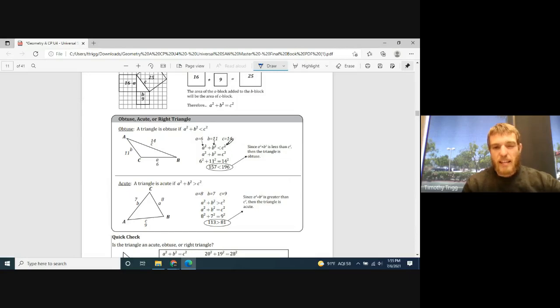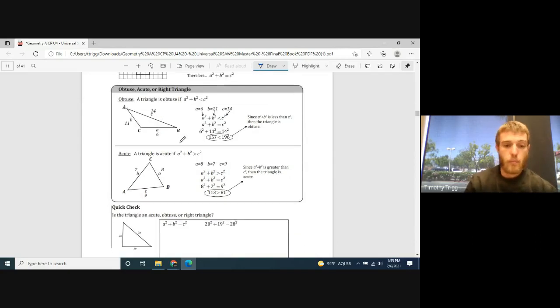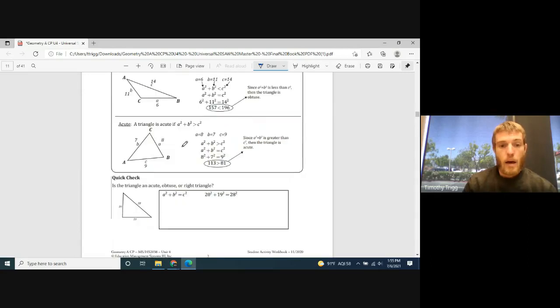Okay. And again, the c is always the largest side. And a and b, it doesn't matter which one's a, which one's b, but it's important that the c is the longest side when setting this up. And in this one, if a squared plus b squared is greater than c squared, then it's an acute triangle, meaning all of the angles are less than 90.